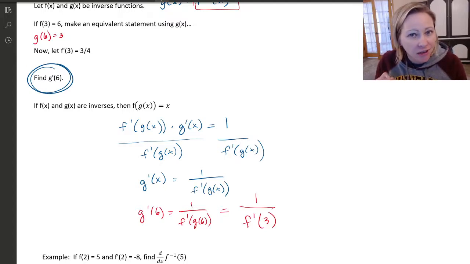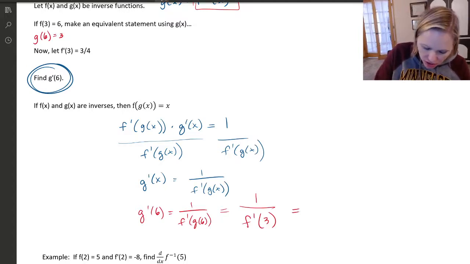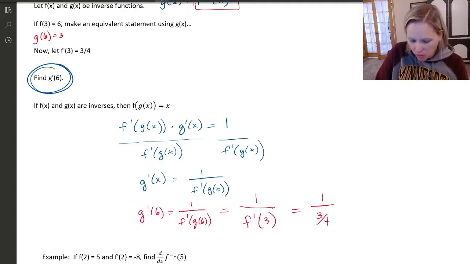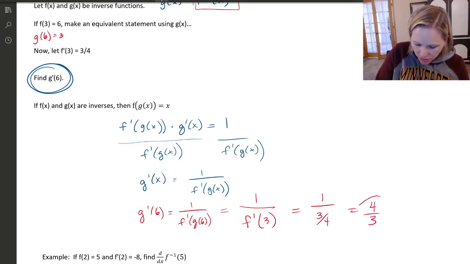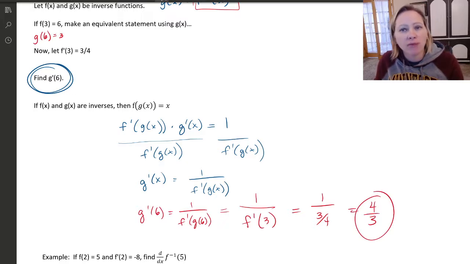You'll always be given every little piece of information you need. So f prime of 3 is 3/4. 1 over 3/4 is 4/3. So there's my answer. That's g prime of 6.